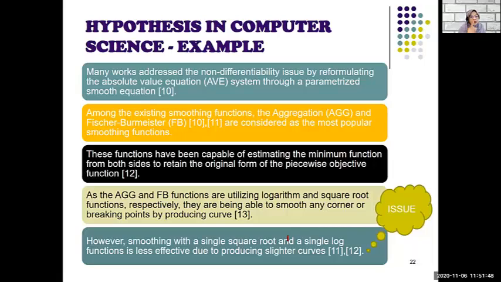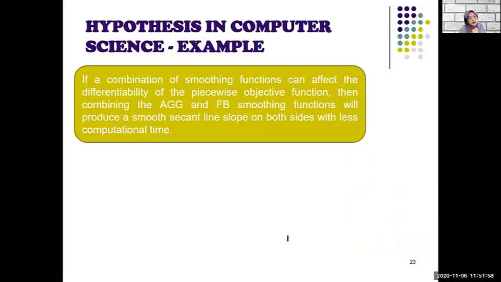So this is the issue. How to write the hypothesis? If a combination of smoothing functions can affect the differentiability of the piecewise objective function, then combining the AGG and FB smoothing functions will produce a smooth circle line slope on both sides with less computational time. Okay, what is the independent variable? What you cannot control is differentiability.